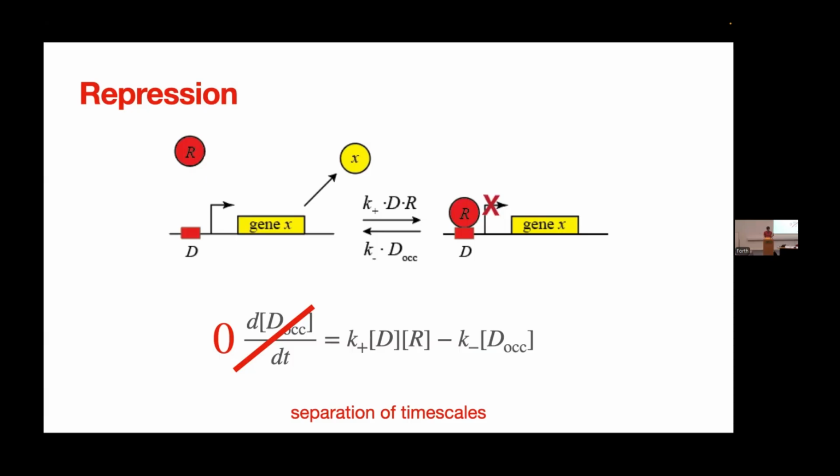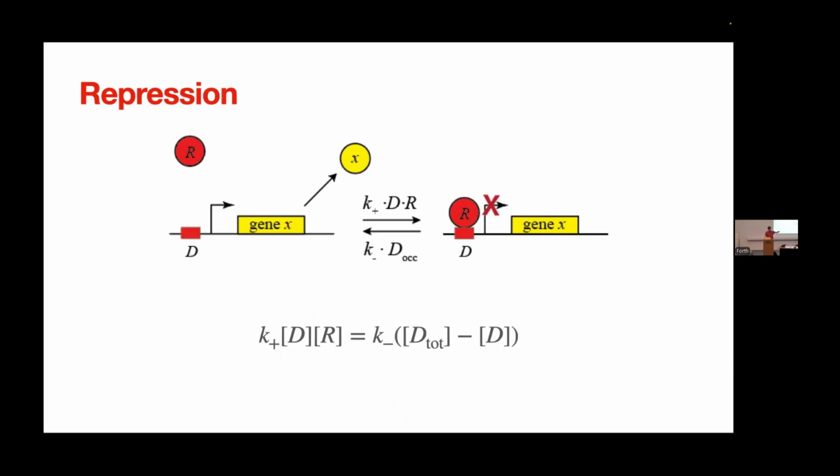So separation of timescale means going to the steady state, to the limit. In the limit, nothing changes. So we're setting the derivative to 0. That's the first thing that you can look at. If you have an ordinary differential equation, you can look at the steady states.